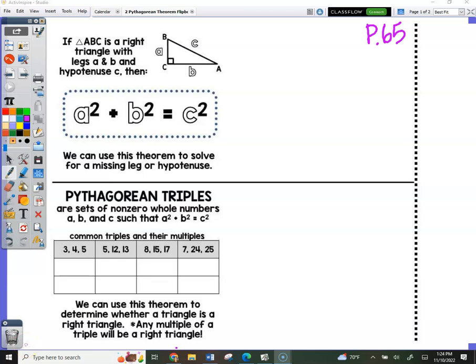Oh, I got one. This paper covers the Pythagorean Theorem. You've learned the Pythagorean Theorem before. We're going to refresh your memory on it because it's going to get used in what's called trigonometry.